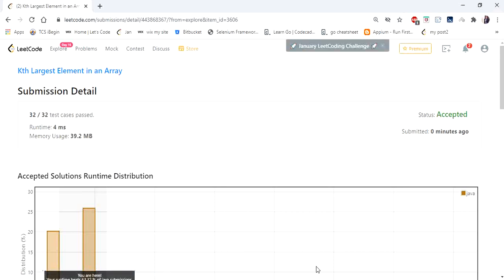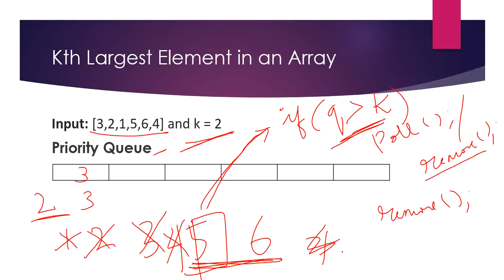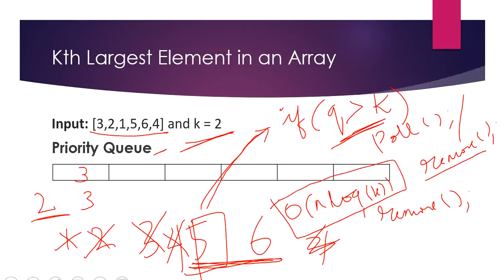So now, this algorithm will make the time complexity go from O(n log n) to order of n log k. So this is the time complexity of this heap algorithm, which is a pretty good time complexity. Now let's see how to make it even better.